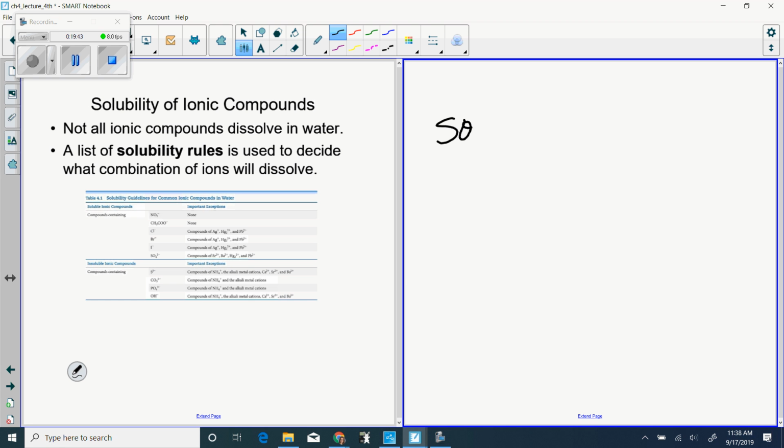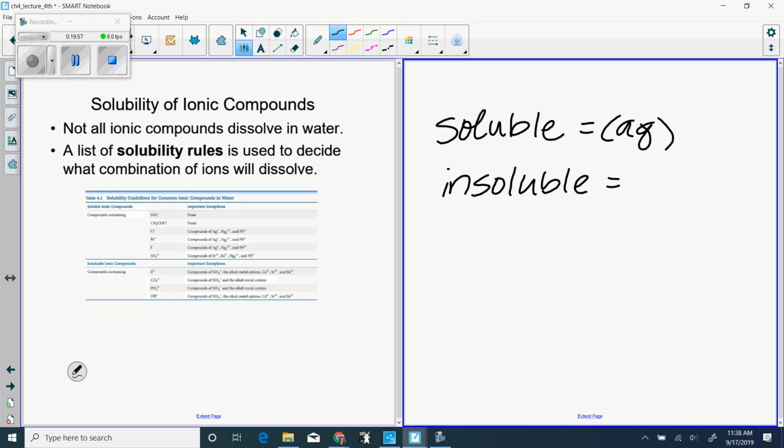If it says it's soluble, that means its phase is going to be aqueous. It will dissolve and dissociate. If you find out that it's insoluble, that means that it will not dissolve, it will not dissociate, it is going to become a solid. They're not hard and fast rules in real life, but we're going to follow them like they are hard and fast rules.